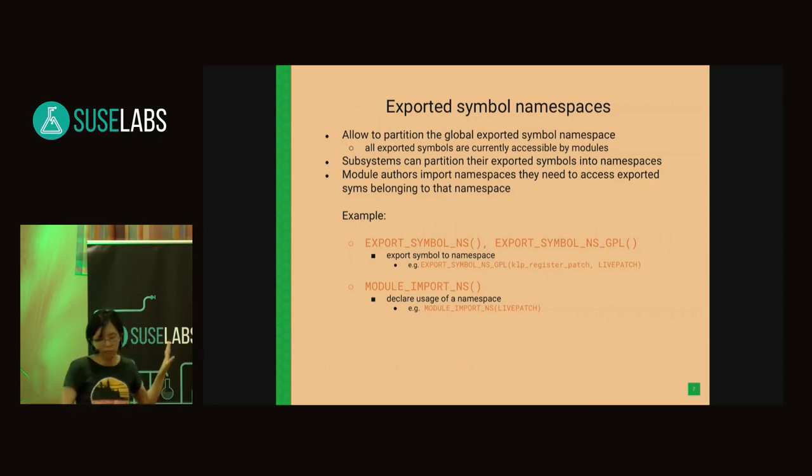So the export macros work exactly the same way as the normal export macros, but in this case, we add a little tag at the end that specifies what namespace that symbol should belong to. So I just have an example here. If we want to, for example, namespace the live patching symbols, then we could export them into a live patch namespace. And similarly for module import NS, if a kernel module would like to use symbols from the live patching namespace, then that module would have to include module import NS and then the name of the namespace, which would be live patch in this example.